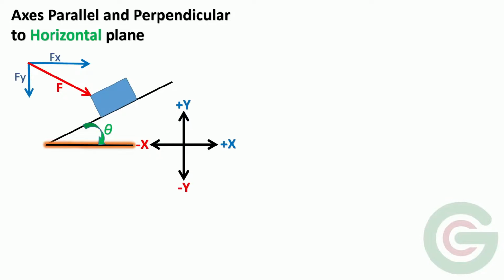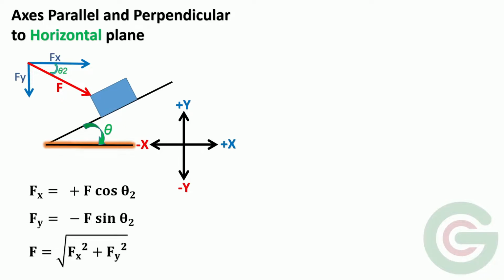Now the angle between the force and its x component be theta 2. Now Fx will be equal to F cos theta 2 as it is directed towards positive x-axis, and Fy will be equal to minus F sin theta 2 as it is directed towards negative y-axis, and the resultant force is equal to root of Fx square plus Fy square.